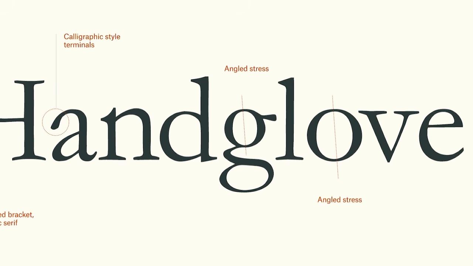Here you can see calligraphic terminals because of the angled pen. The first letters were written with an angled pen, and from there we have this construction of calligraphic terminals visible. Terminals are the end of the strokes. They can be serif-like, like in this case, or without it if the typeface is sans serif. Here you can see the stress or the contrast.